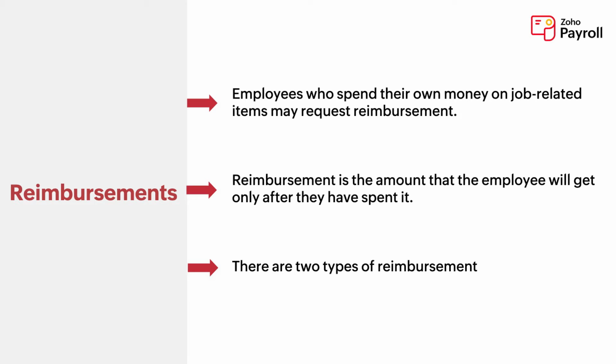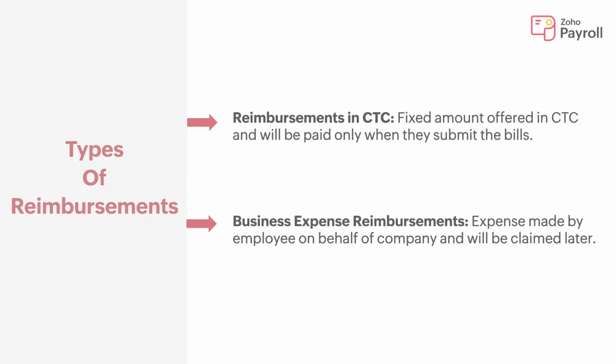...or reimbursed for their employees the amount that they have paid for. This reimbursement is mainly classified into two types. One is the reimbursements which are included in CTC, and the second type is the business reimbursements. The reimbursements included in CTC is nothing but, while you're making an offer to an employee, a fixed amount is allocated under their breakdown. This will be paid when the employee submits bills related to the expenses they have made. And these reimbursements are considered a non-taxable earning when the bills are submitted.